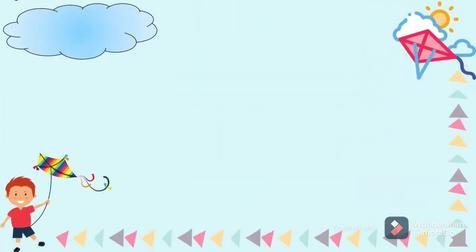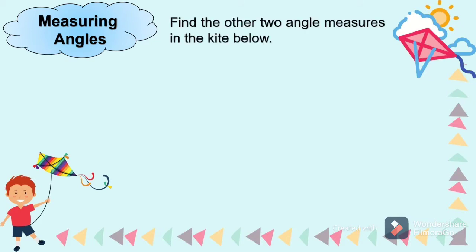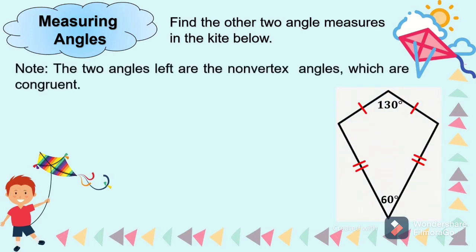Examples. Measuring angles. Find the other two angle measures in the kite below. Note, the two angles left are the non-vertex angles, which are congruent, meaning the two non-vertex angles are equal. Remember that the measure of all the angles of a quadrilateral is equal to 360 degrees.